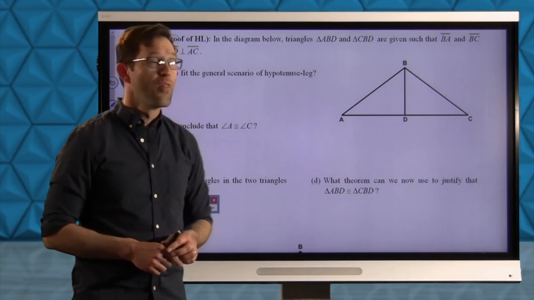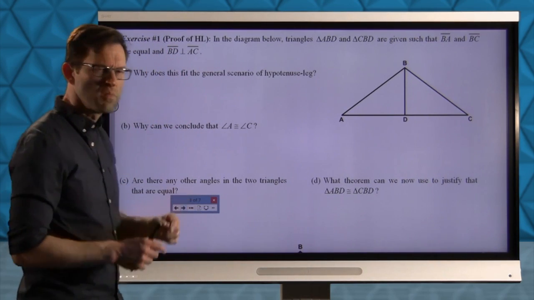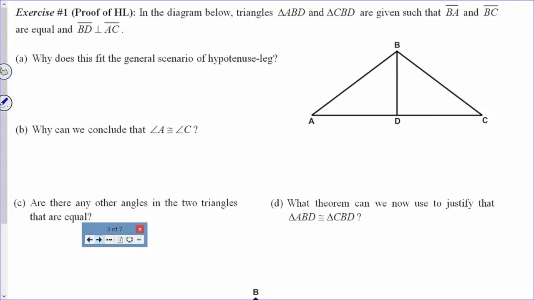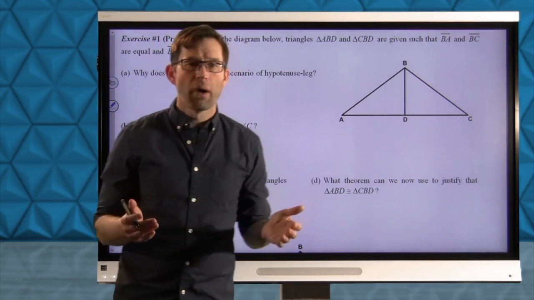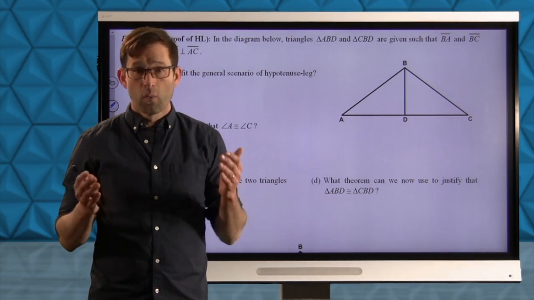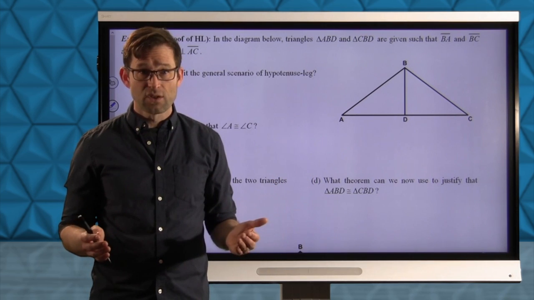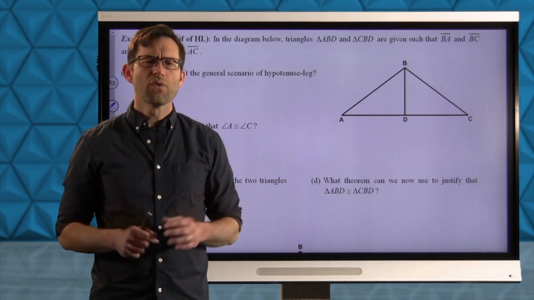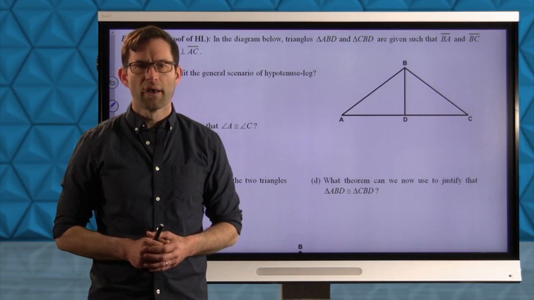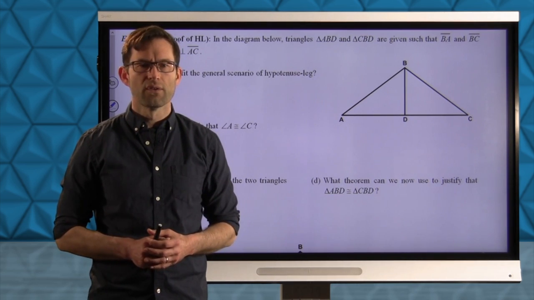Exercise number 1, the proof of HL. Let's take a look. In the diagram below, triangles ABD and CBD are given such that BA and BC are equal and BD is perpendicular to AC. Letter A, why does this fit the general scenario of hypotenuse leg? We don't want to prove hypotenuse leg with a really specialized case. We want to make sure that this pretty much gets the job done regardless. So think about why this fits hypotenuse leg. Pause the video now if you need to.